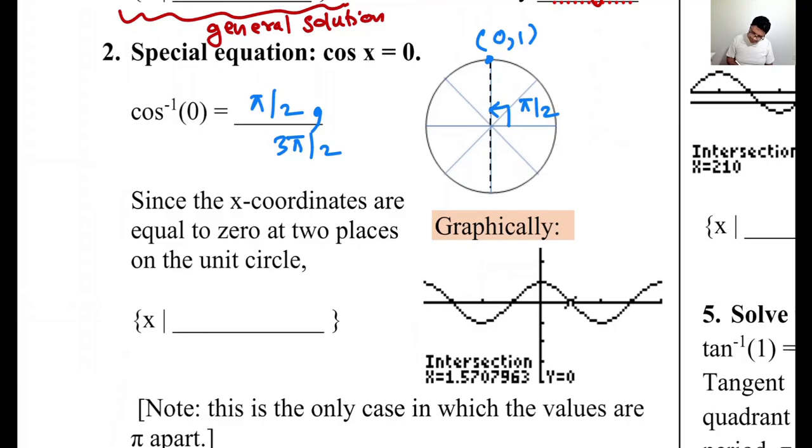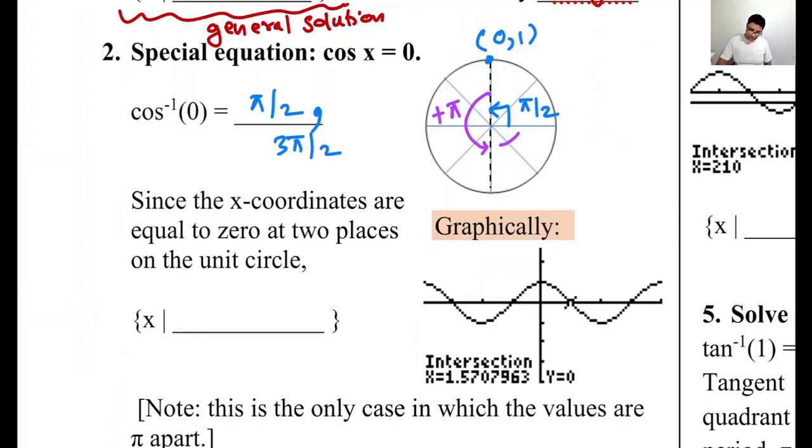And you would say, your general solution. Okay, now what is happening? What is the difference between this pi over 2 and 3 pi over 2? You added pi, right? Plus pi, you got that.